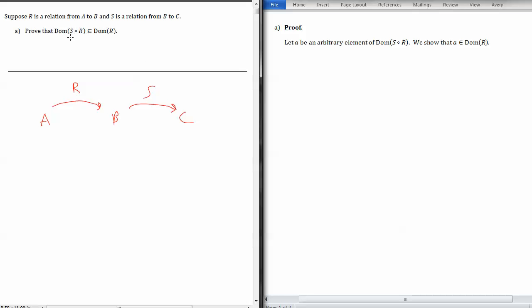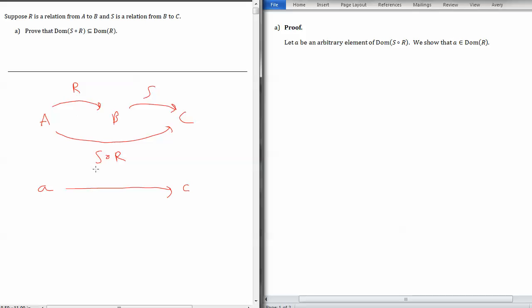And okay, an element of the left side here, the domain of S composed with R. Well, S composed with R is a relation from A to C. And so an element A in the set A would be in the domain of S composed with R if we can find an element C in C over here such that that ordered pair is in S composed with R. Okay? And so suppose that's the case, then we're supposed to show that A is in the domain of R.